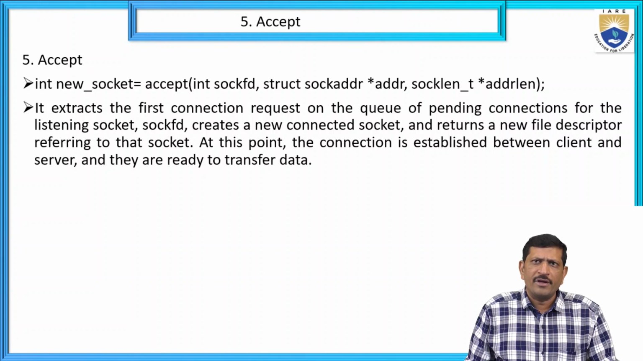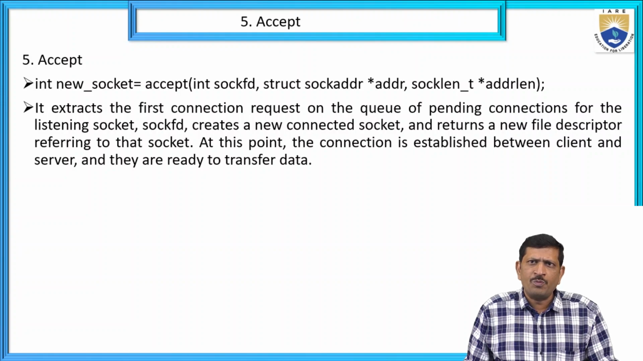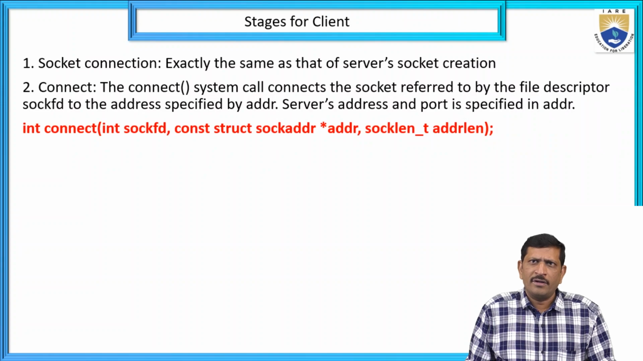The socket file descriptor creates a new connected socket and returns a new file descriptor referring to the socket. At this point, the connection is established between the client and the server, and they are ready to transfer data from client to server and server to client. Once the accept state is activated, we can transfer the data between client and server.